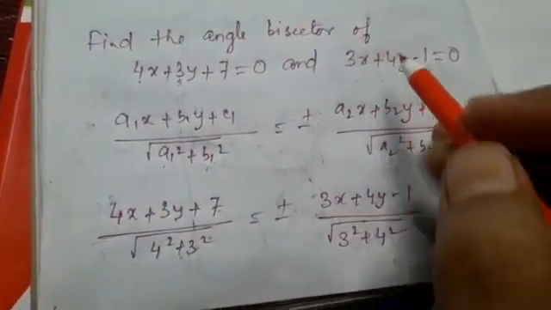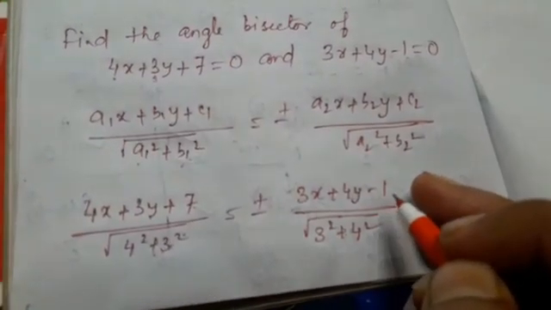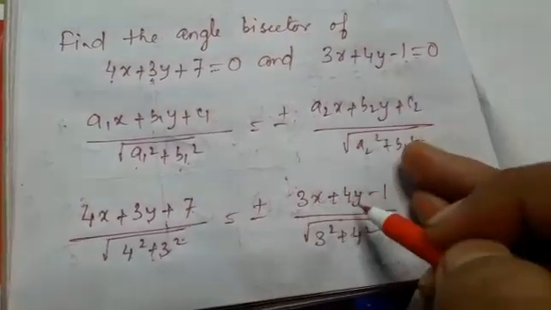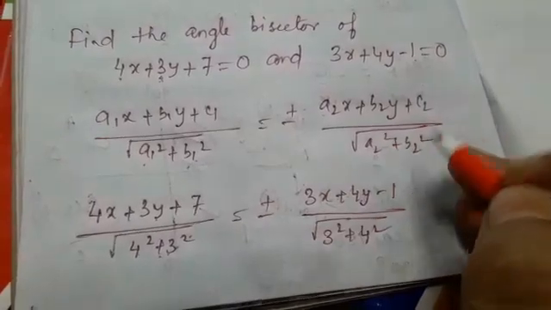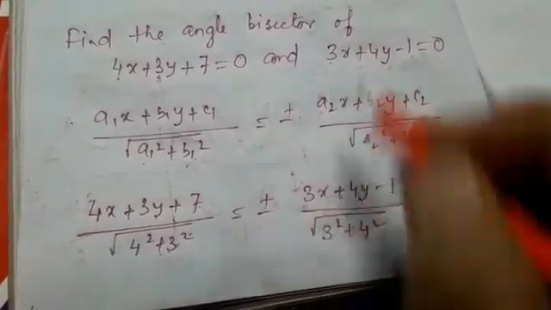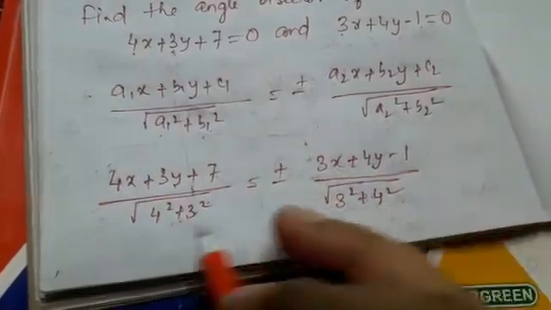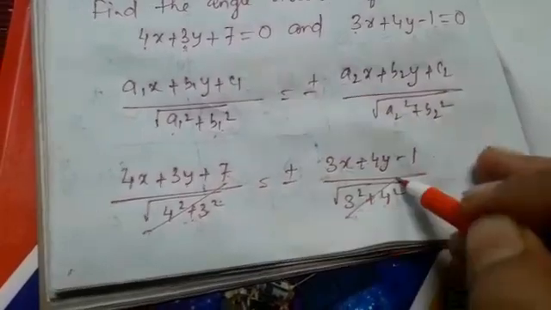Similarly this is line 2, 3x plus 4y minus 1, right, because here a2 is 3, b2 is 4 and c2 is minus 1, by root under a2 square plus b2 square. Now what is a2? a2 is again 3, so 3 square plus 4 square. Now students, see, both are the same in this sum, so this will get cancelled, right?